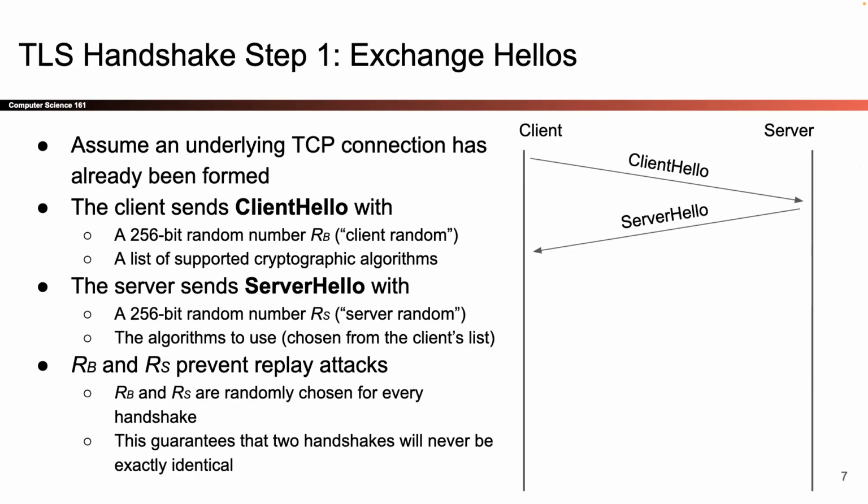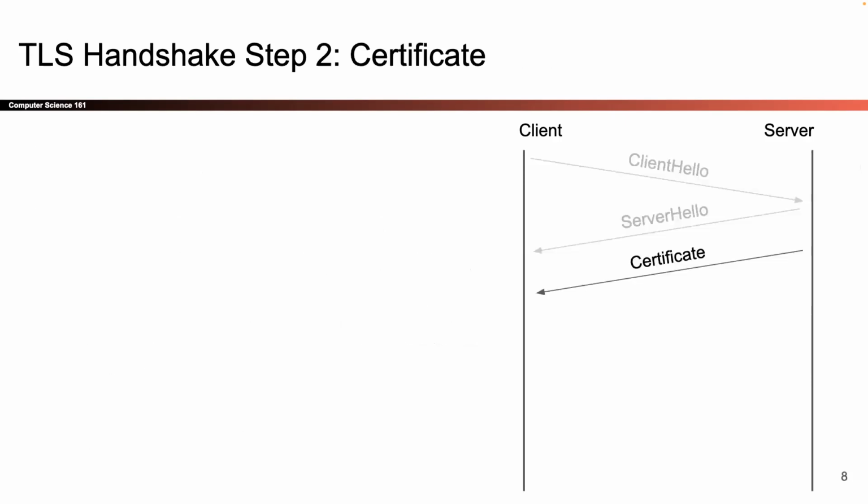Which one will they choose? They're going to agree upon that stuff here as well, but that's more fine print. The random numbers are what's really important for the security of this step. Okay. At this point, it's now time to figure out who the server is.